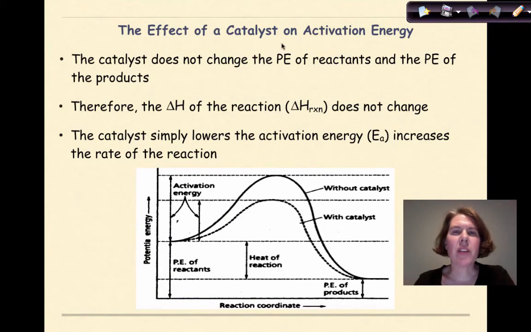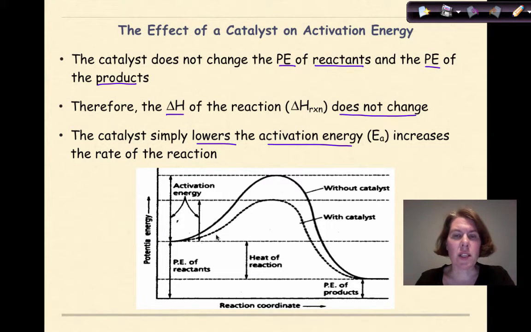So let's talk about the effect of a catalyst on activation energy. The catalyst does not change the potential energy of the reactants and the potential energy of the products. So one thing they have to realize is that those two things are not going to be affected by a catalyst. Therefore, the delta H of the reaction, the heat of reaction, does not change, and this is extremely important to realize. The catalyst simply lowers the activation energy, which can be represented symbolically by this E sub A, and increases the rate of the reaction.